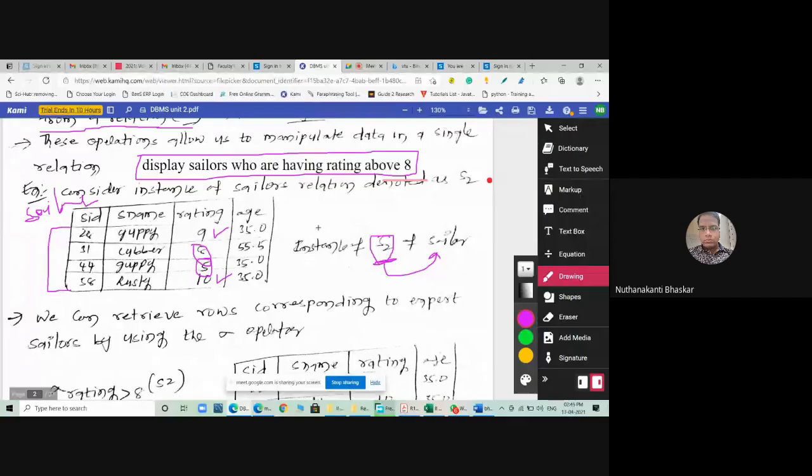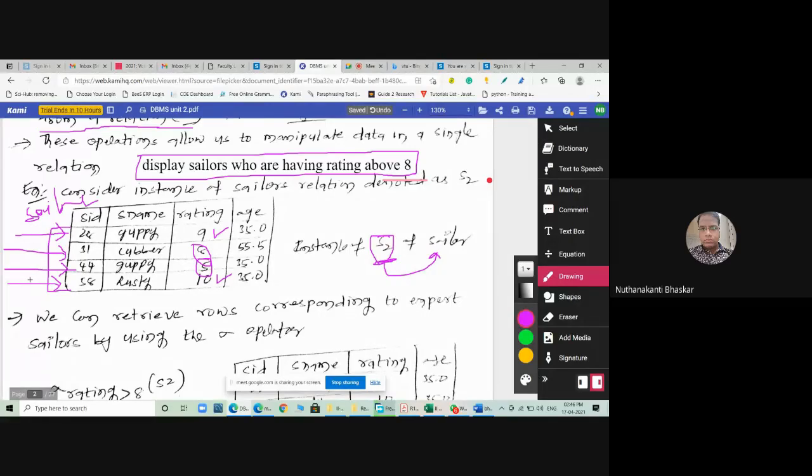Now, how to write the relational algebra for this? Here what we are asking, read the question again: display sailors who are having rating above 8. Means we need to display sailors, means you have to display tuples, means records. Yes or no? What do we have to display? Tuples we have to display.